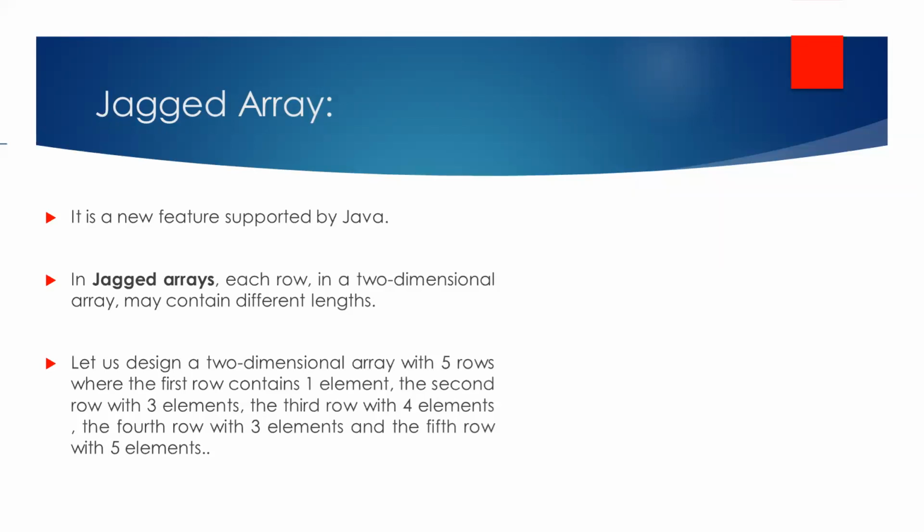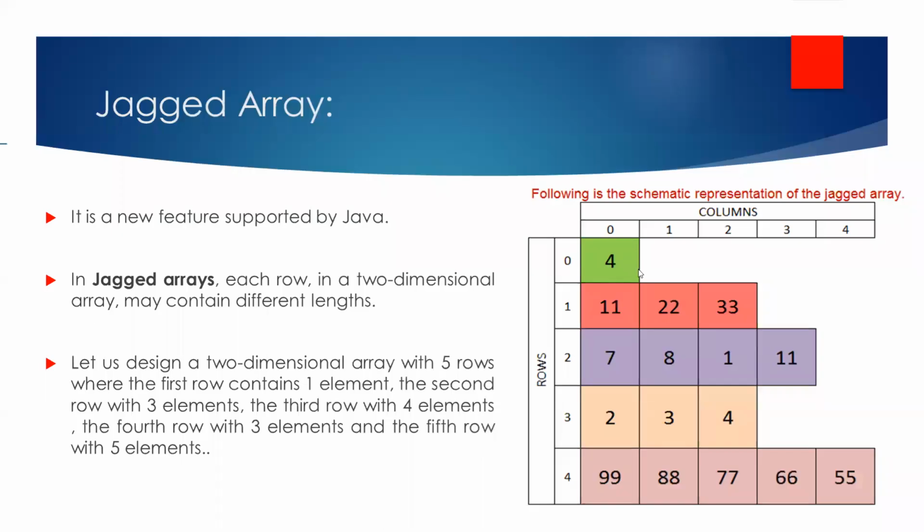This is the representation of a Jagged Array that you can see. In every row, you can see the number of columns is different. In the first row, there is only 1 column. In the second row, the number of columns is 3. In the third row, the number of columns is 4, as you can see. Okay, so this is the representation of a Jagged Array, and this is very useful to save memory.